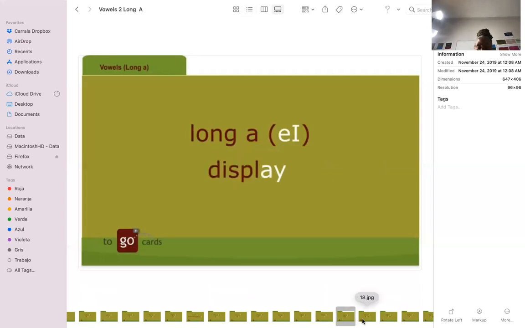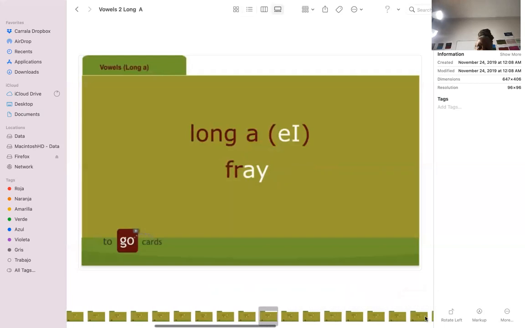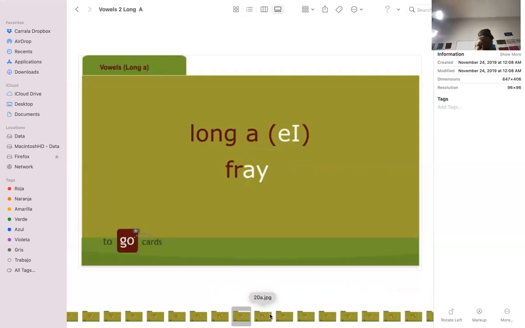Display. Wane. Crayon. Fray. Couple more, just a couple more. I don't think we need to show them all. I remember I was saying crayfish, jaybird, and the last one, pray, to pray.